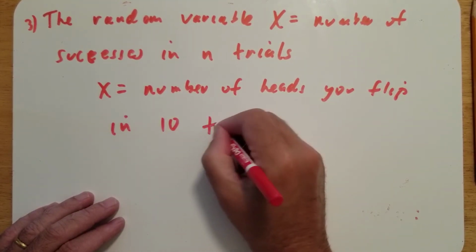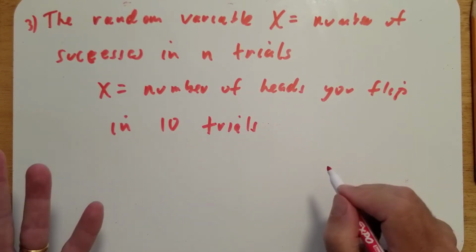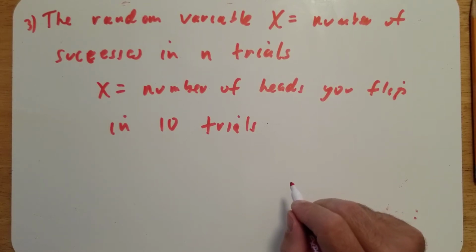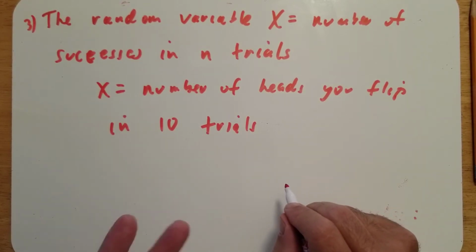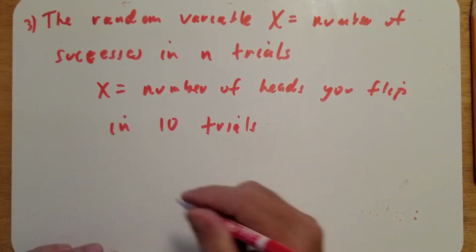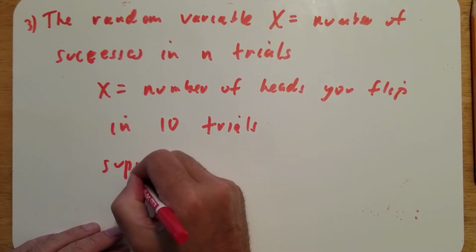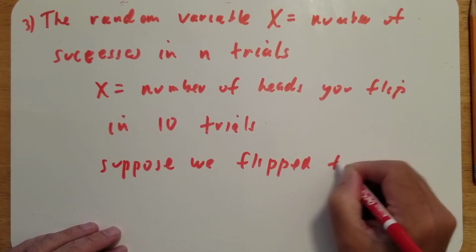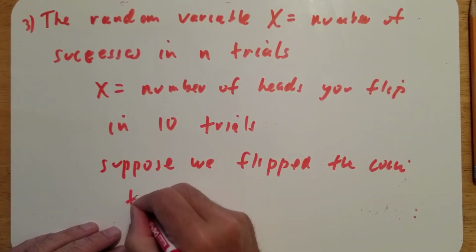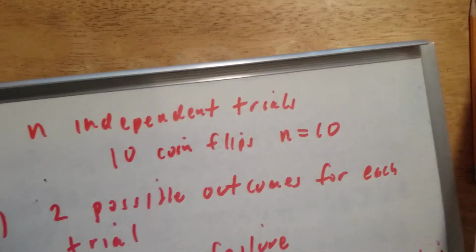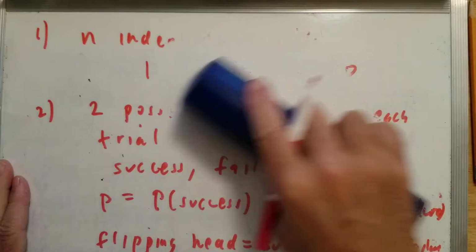Now, x is a discrete random variable that could take on the values either 0, 1, 2, 3, 4, 5, 6, 7, 8, 9, 10. And with each of those possible outcomes, there's a probability associated. Now, that's too many. So, for example, suppose we flipped the coin twice. Then we would get a chart of the random variable and the probabilities associated that looks like this.